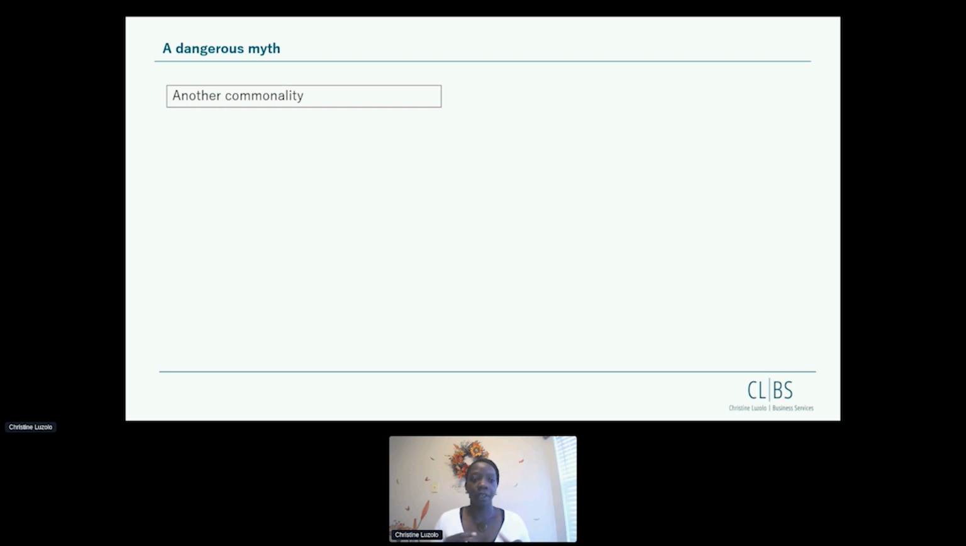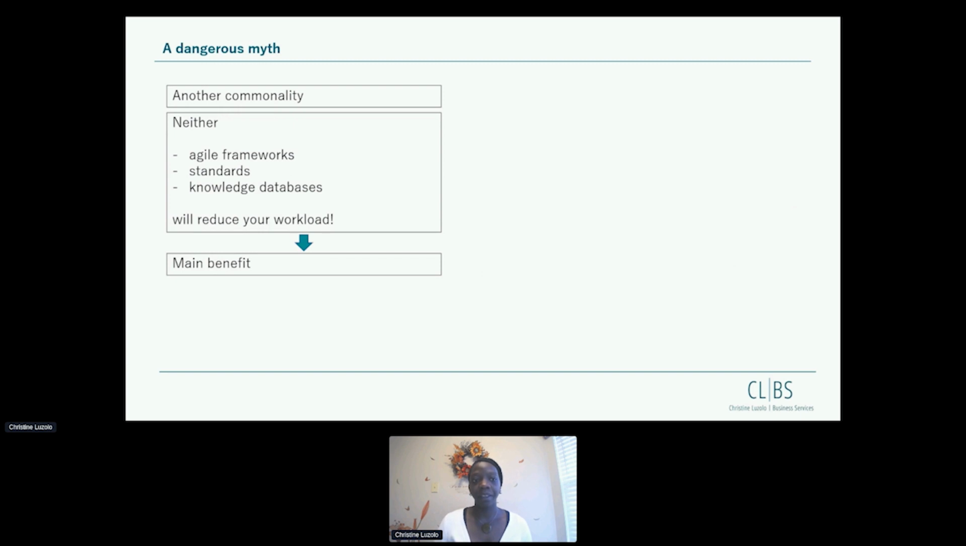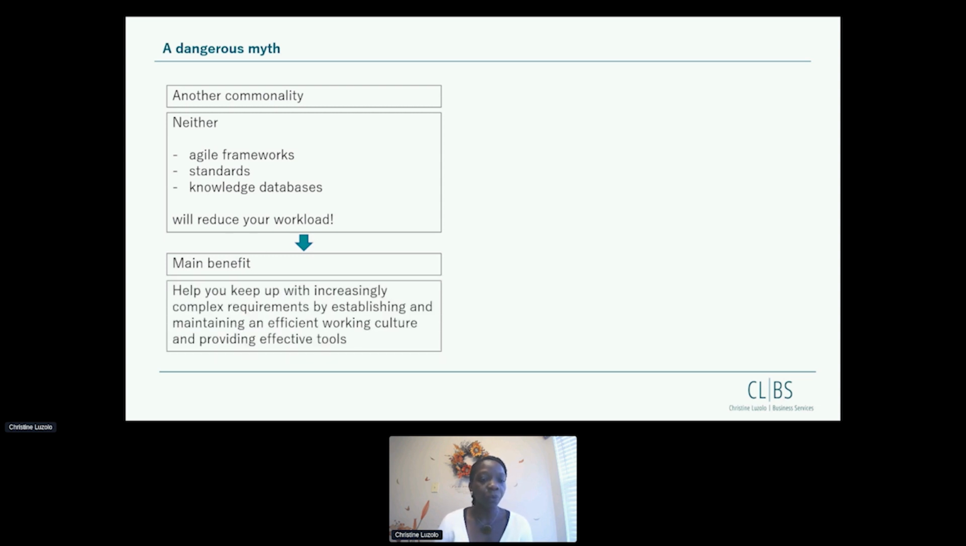So another commonality of ISO standards, agile frameworks, and databases is that I very often hear people assuming that if they introduce one of this trio or the whole trio together, this might result in less work. But to me, the main benefit is not that this will reduce your workload. And it is also, I don't want to say impossible, but not very likely, because requirements get increasingly complex. So the main benefit of introducing this trio will be that they simply help you keep up with increasingly complex requirements by establishing and maintaining an efficient working culture and providing effective tools. This is what those three actually do for you.